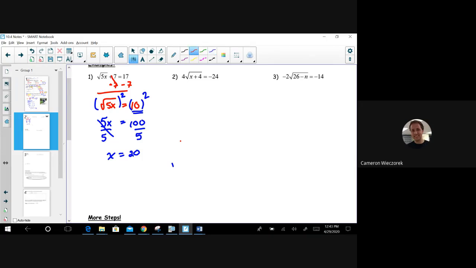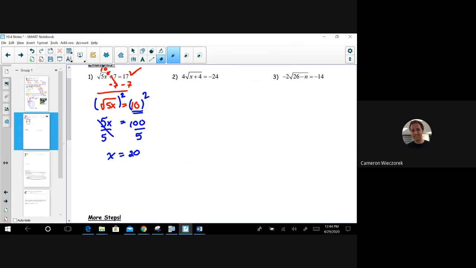And I'm not going to show the check for this one, but if you were to put 20 back in here and check it, 20 times 5 is 100. Square root of 100 is 10. 10 plus 7 is 17. So you're not going to have too many issues at this point unless you have a rad equal to a negative. We'll see later that there are some special cases where you have to check your answers a little bit more carefully than these.